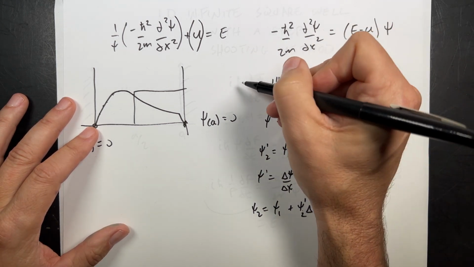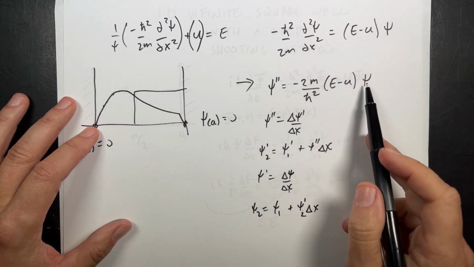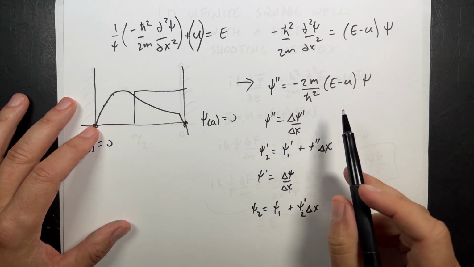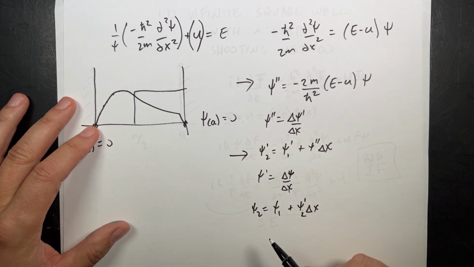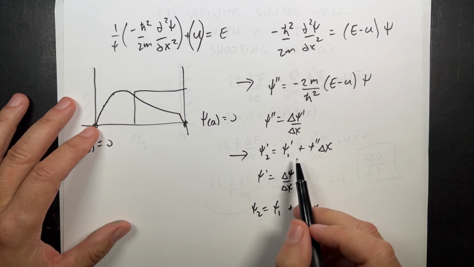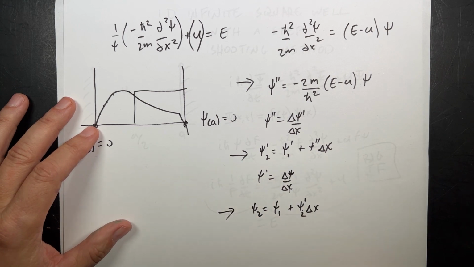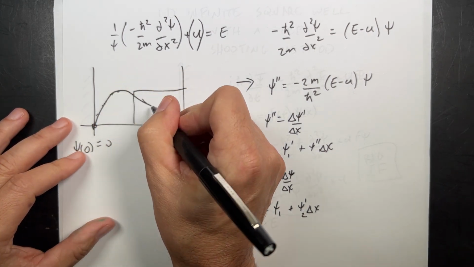So here's my steps. Number 1, calculate psi double prime from the equation. And I need to know my value of psi. Notice that. Number 2, update psi prime. Again, I need to know this. I need a value for psi prime. I need to know what it is to begin with. So I'm going to have to pick that. Number 3, use that to update psi. And I can do that and step all the way over to here.